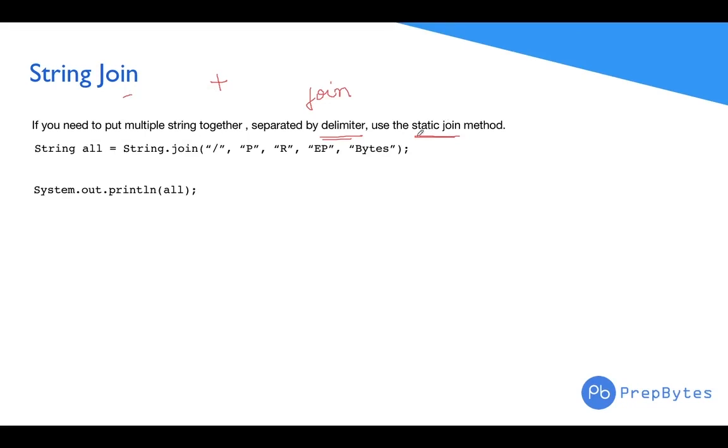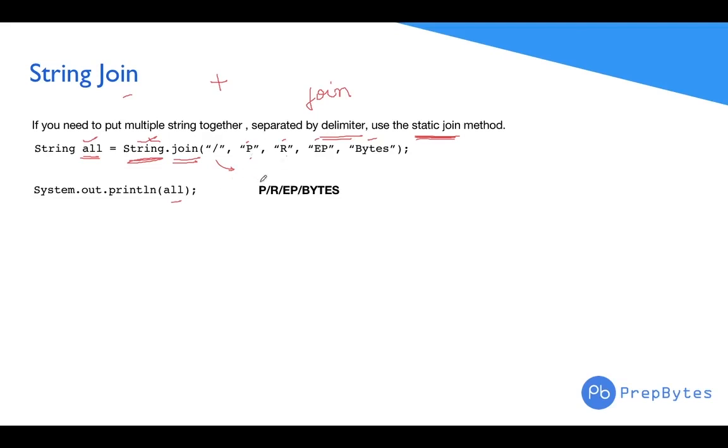So here we have a static method. Whenever we have a static method, we can access it using the class name, which we are doing here. We are accessing the join method using the string class only. So what we are doing, we are creating a string all. This is the delimiter, and these are the strings that we are trying to join. Here we have created the string all and joined it; the different strings are separated by a comma. If we print this particular string, this is what we get.